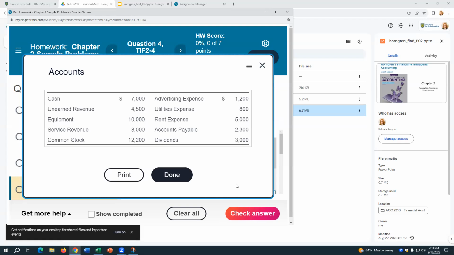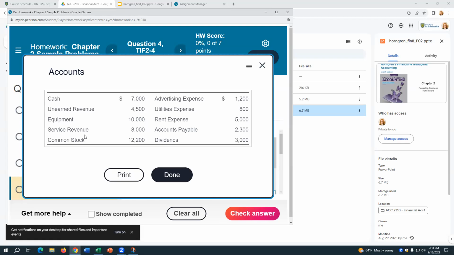Normally, if you were actually using an accounting system, these would all be assigned account numbers, and then they would be in account number order. But since we don't have account numbers here, we're left to do it in our own order. So think about going through each of these first and determining what type of account it is. Is it an asset? Is it a liability? Is it something that goes into equity?